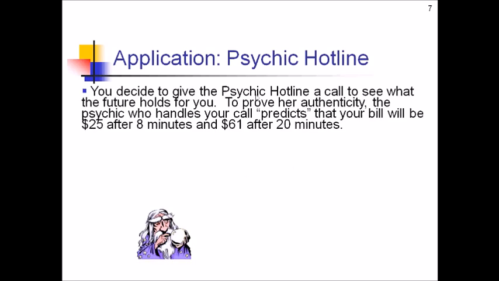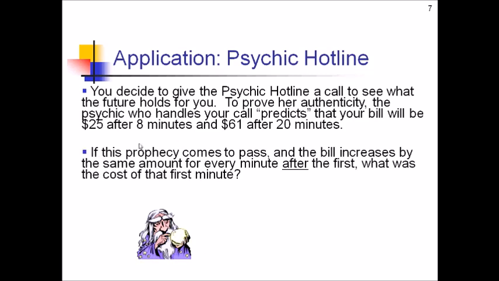We're going to wrap this lesson up with a real-life arithmetic sequence. Let's say you give the psychic hotline a call to see what the future holds for you. To prove her authenticity, the psychic who handles your call predicts that your bill will be $25 after 8 minutes and $61 after 20 minutes. That's definitely looking into the future. If this prophecy comes to pass and the bill increases by the same amount for every minute after the first, we want to know what was the cost of that very first minute.